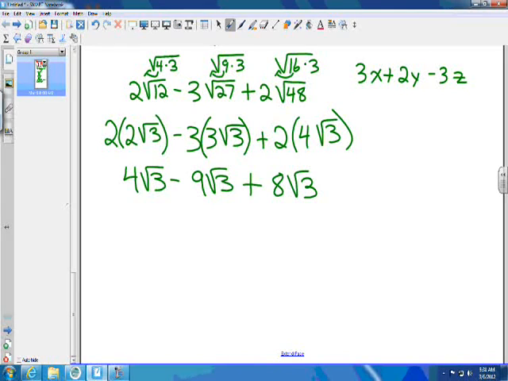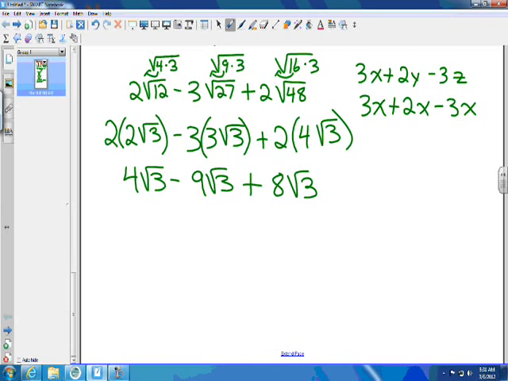So now all our radicals are exactly the same. They are all square root 3's. So we went from 3x, 2y, 3z to now they're all x's. And what would you do there? You just add them together. You'd get 5x minus 3x would be 2x, and that would be your answer.